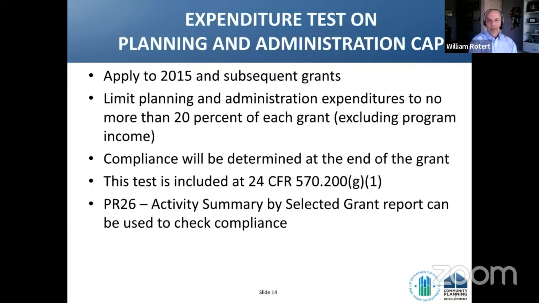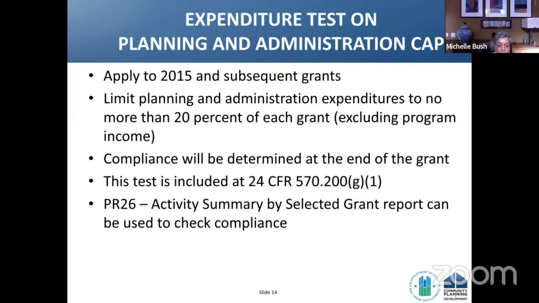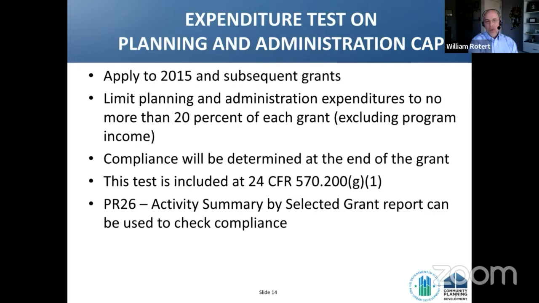If you want to know the details that are contained in your CDBG regulations, you can look them up at 24 CFR 570.200(g)(1). And then I know the previous session dealt with IDIS. We'll show you later on an example of where you can look into IDIS to see how you're doing, the PR26 report, activity summary by individual grant, and that will help you determine how you're doing.